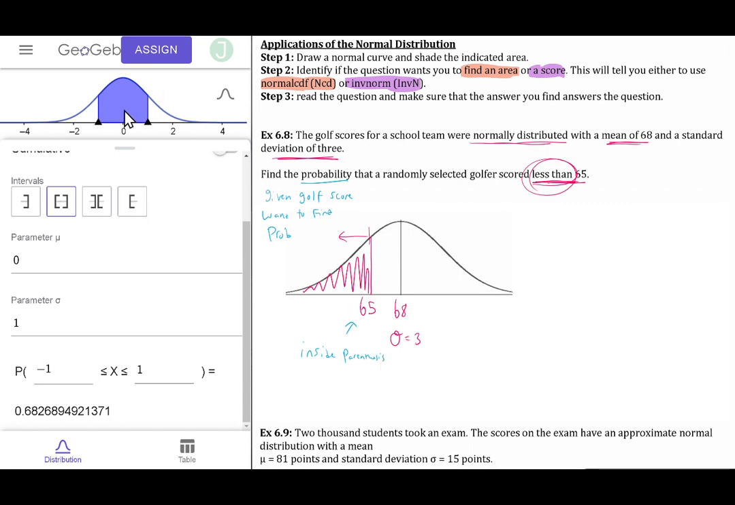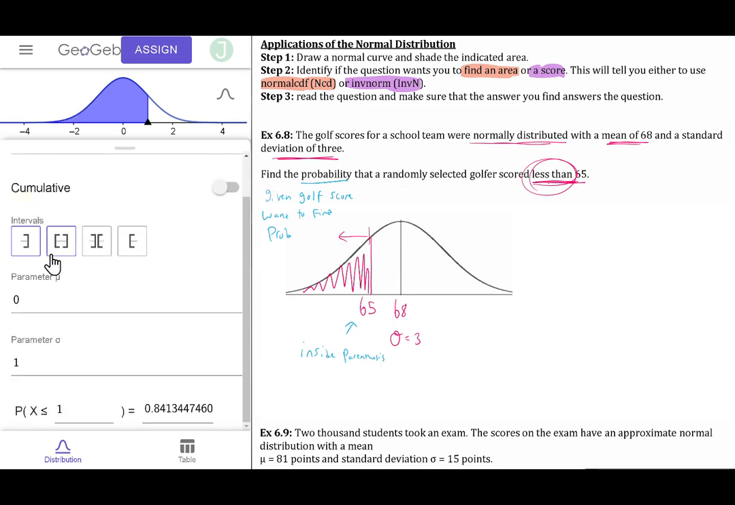So really quickly, when we go back over to the GeoGebra probability calculator, we want to make our picture look just like this picture. So we're going to shade to the left. Our mean is 68. Our standard deviation is 3. I'm just getting that from the question here. Right? It gives us that the mean is 68 and the standard deviation is 3.